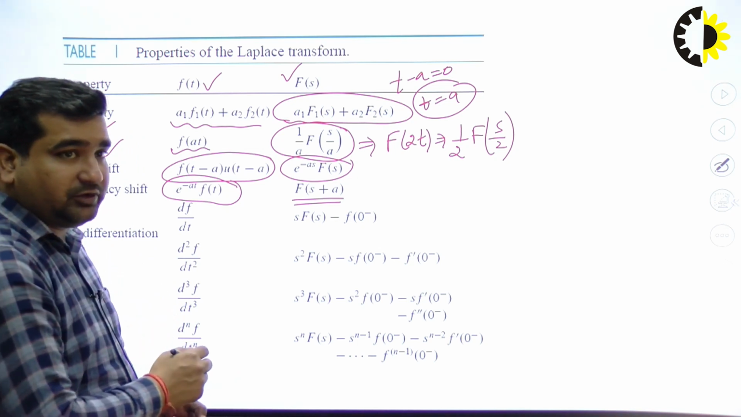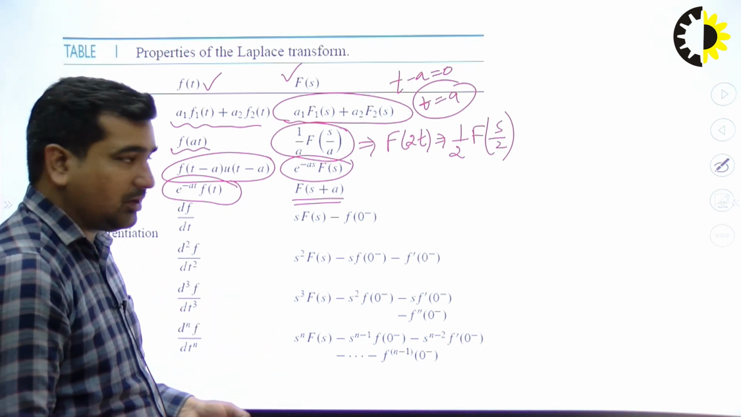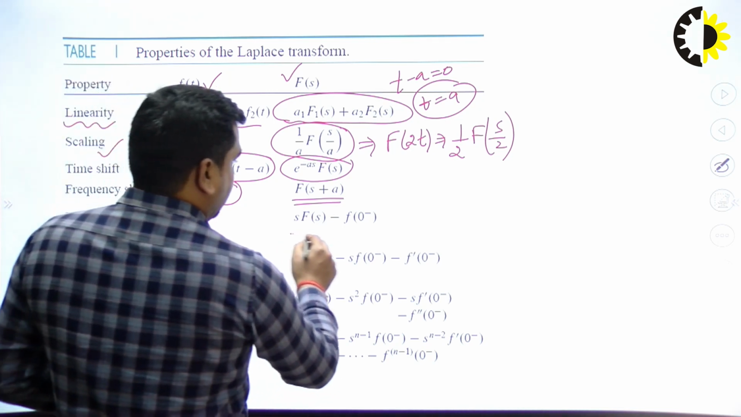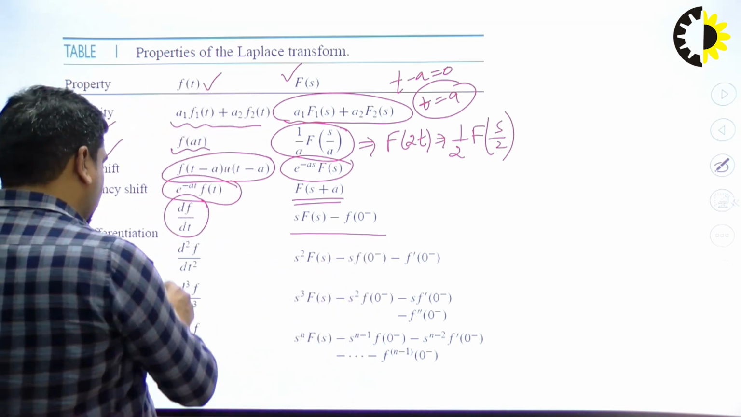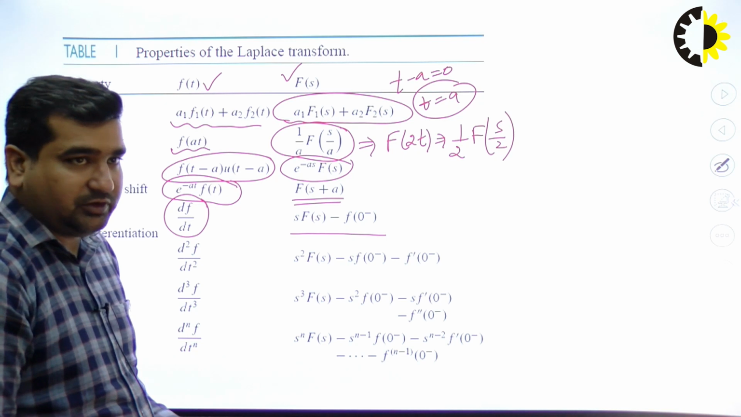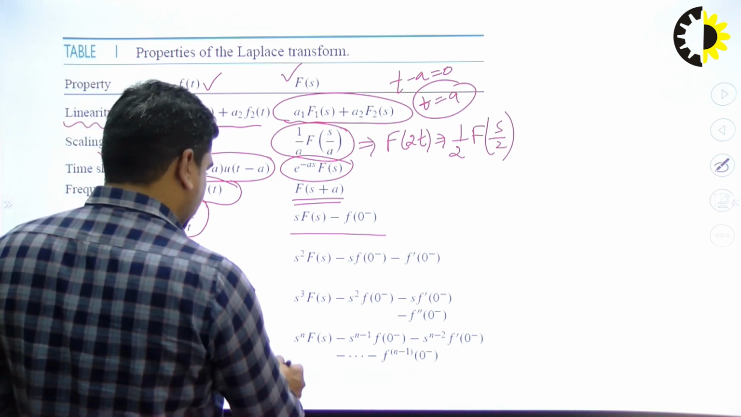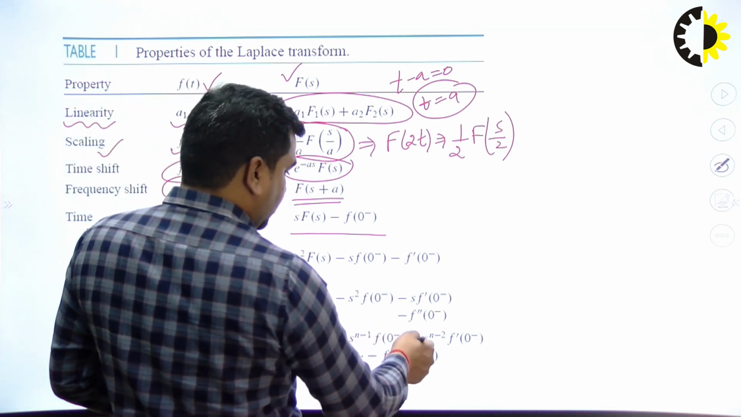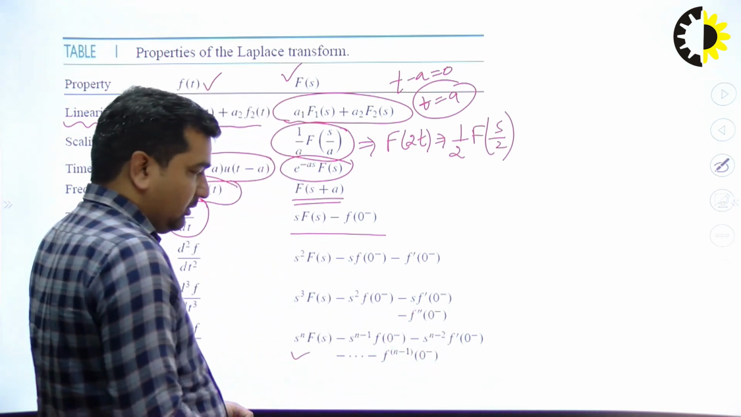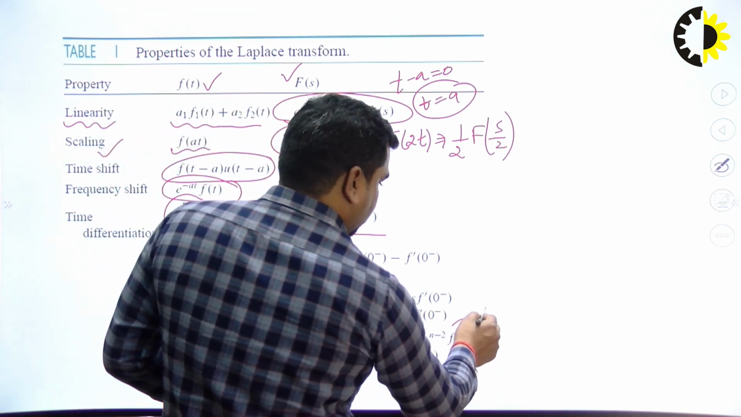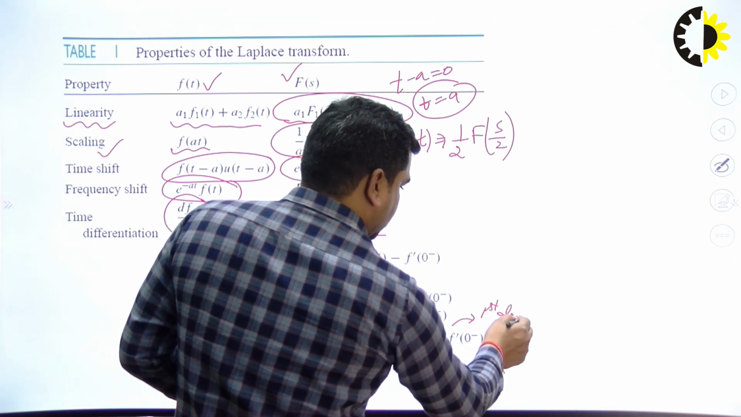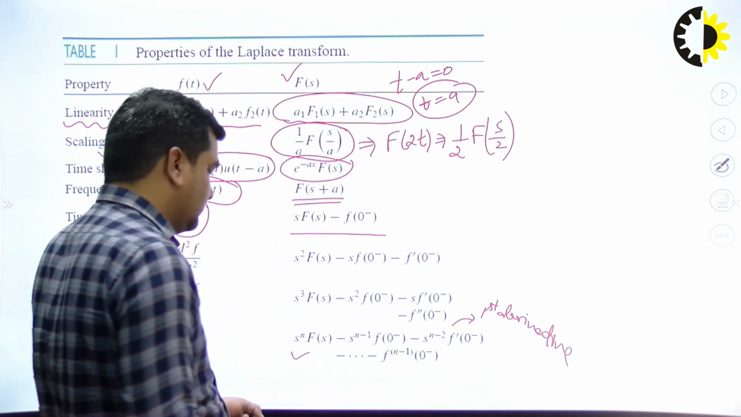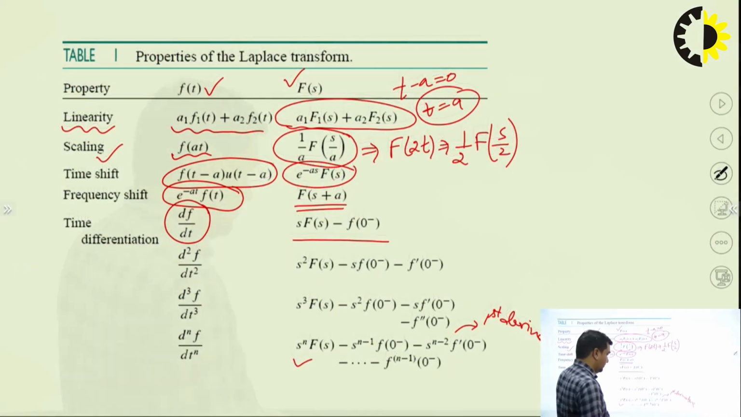Here it is time differentiation. If we have the Laplace transform of f(t), then we can find the Laplace transform of df upon dt, that is sF(s) minus f(0 minus). And if we have n number of differentiations of that function, then we can go for this one: s to the power n F(s) minus s to the power n minus 1 f(0 minus) minus s to the power n minus 2 f dash, that is the first derivative of function f(t), not F(s).